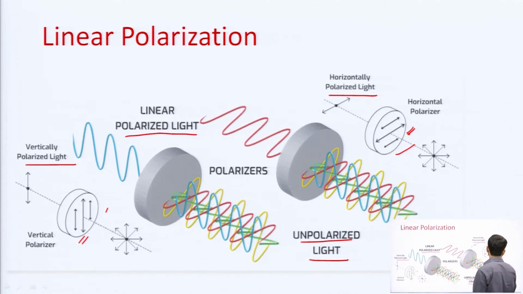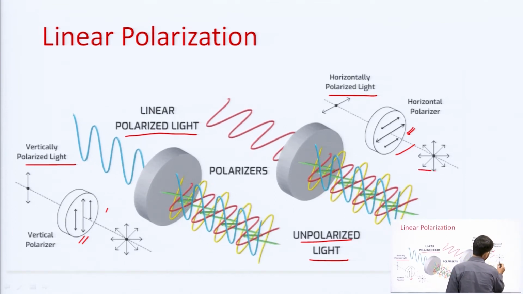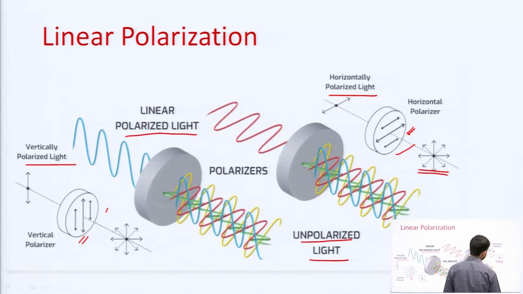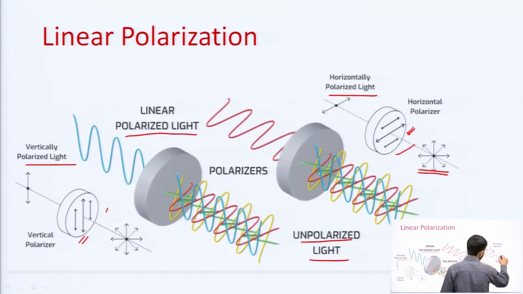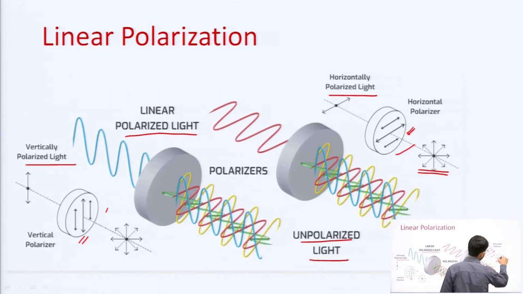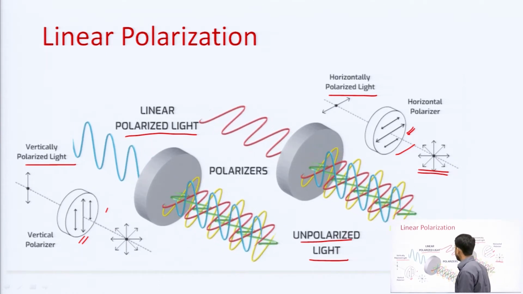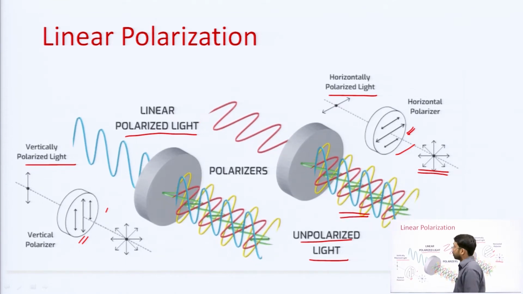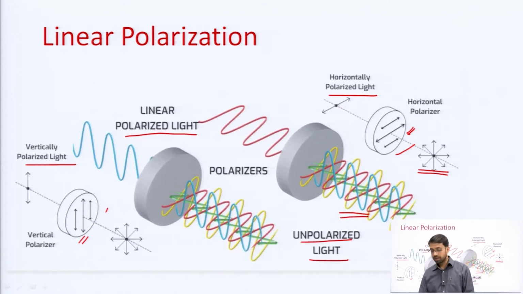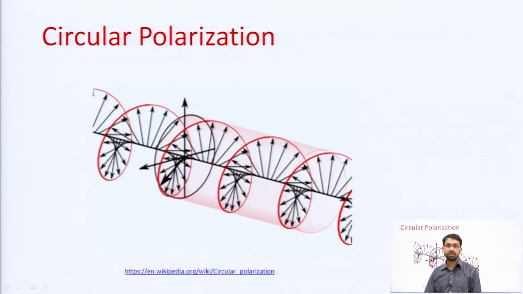And over here, this is how we show unpolarized light on plain paper. So, this is the electric field vector vibrating in multiple directions as shown in this 3D diagram. So, this is called linear polarization.